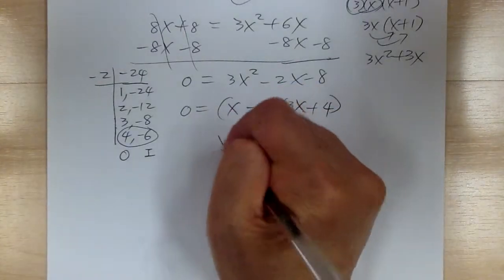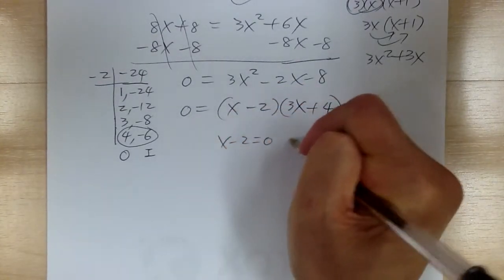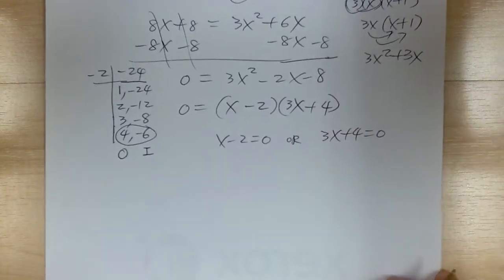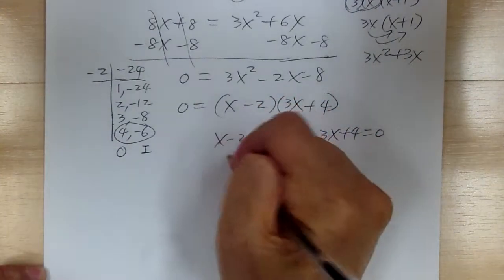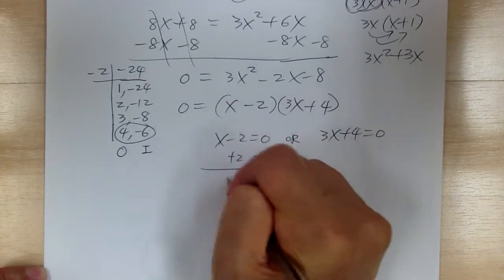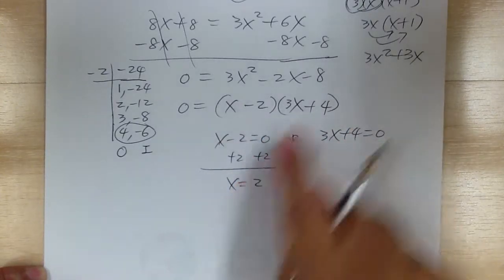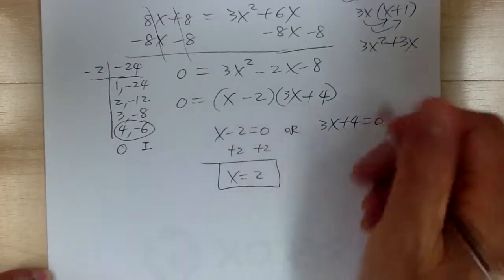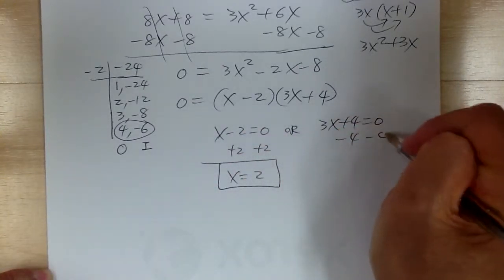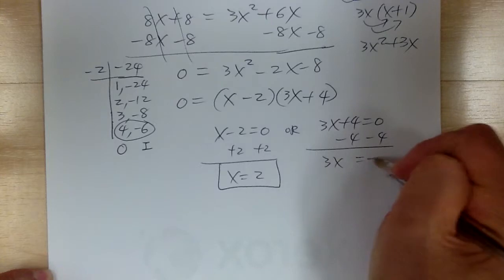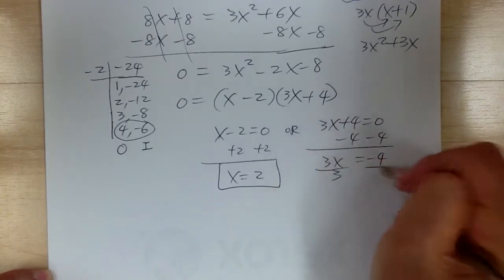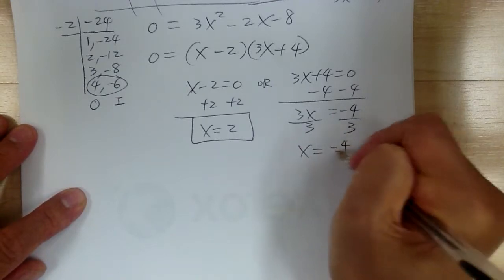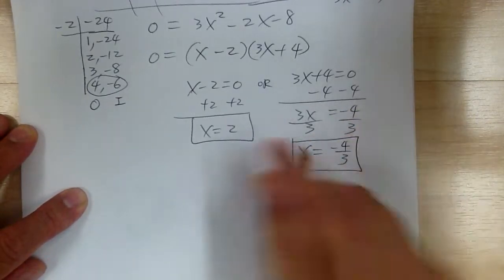So from here, you're going to get x minus 2 equal to 0, or 3x plus 4 equal to 0. Then you can go and solve. So plus 2 on both sides. So x equal to 2. Check. Okay, so this is good. This one, you minus 4 on both sides. So you got 3x equal to negative 4. Divide by 3. Divide by 3. So x equal to negative 4 over 3. Okay, so you got two answers.